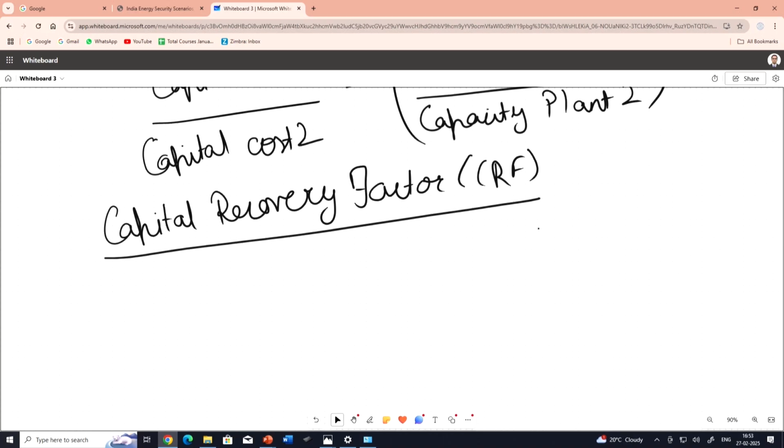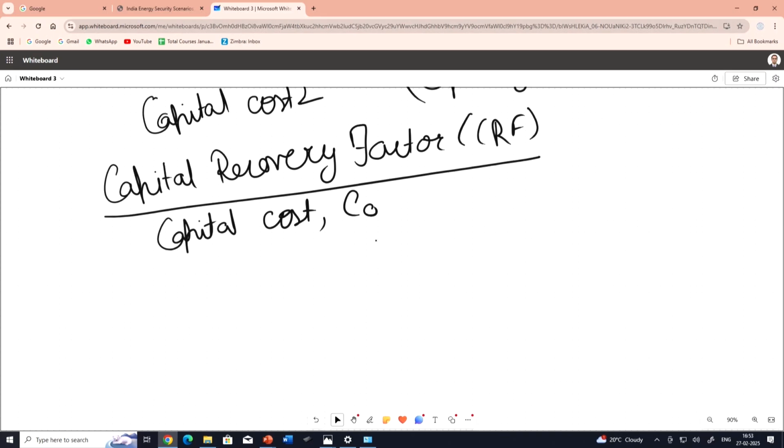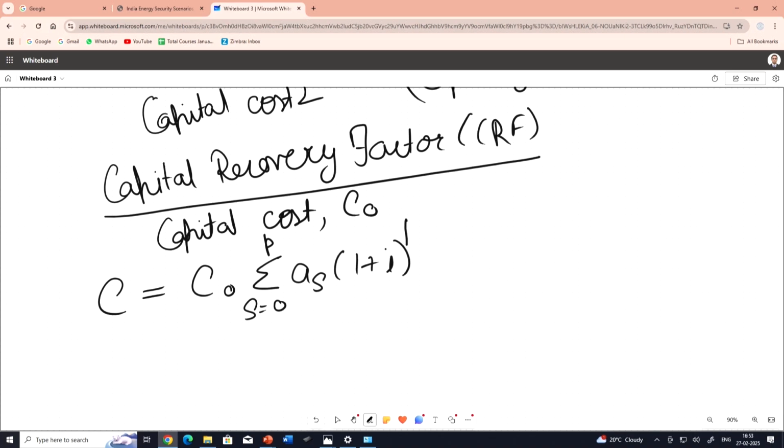Suppose a hydrogen plant has an envisioned capital cost of C naught, but it is going to get installed over maybe a couple of years. How do I spread that or understand the total cost, bringing in the element of time value of money? So the total cost taking into account the time value of money would be C equals C naught times the summation from s equals 0 going up to P of A_s (1 plus i) raised to the power P minus s, where i is the discount rate.